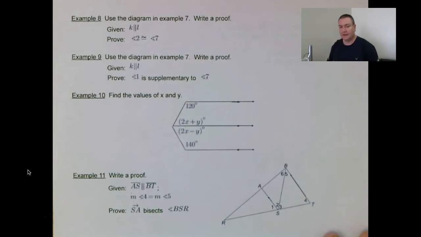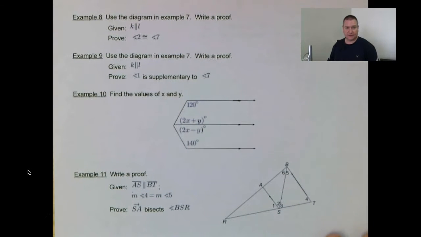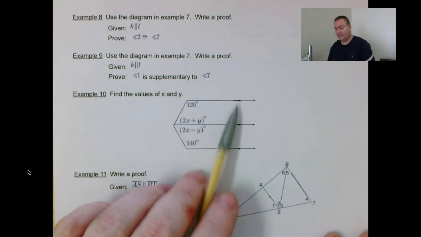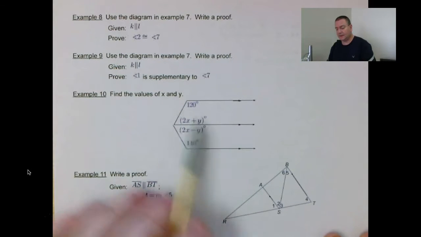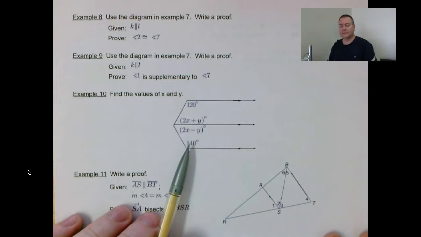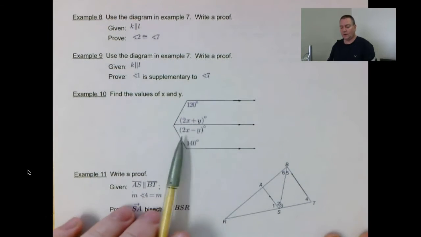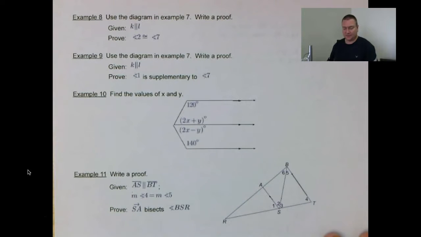Example 10 is not simple. It's a tricky little problem here. It's definitely a good honors question for us. We have these 3 parallel lines, and we've got a whole bunch of angles in here. And what we're going to end up needing to do, because we're trying to find the values of x and y, is we're going to set up a system of equations here.